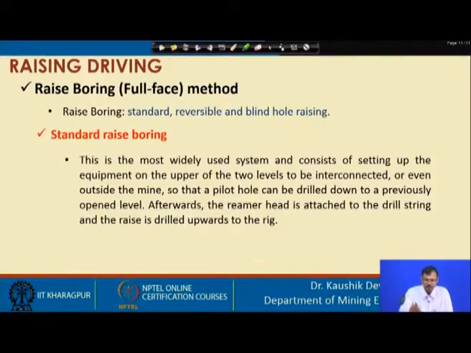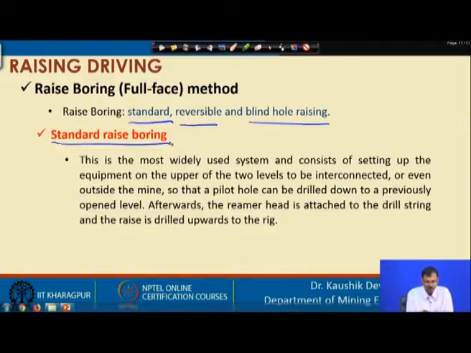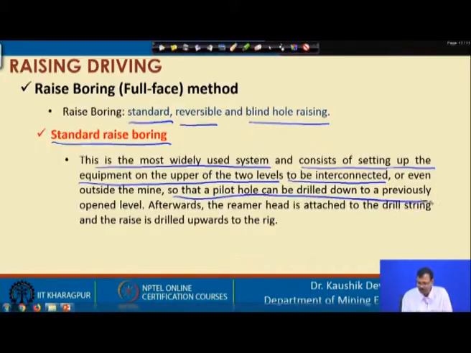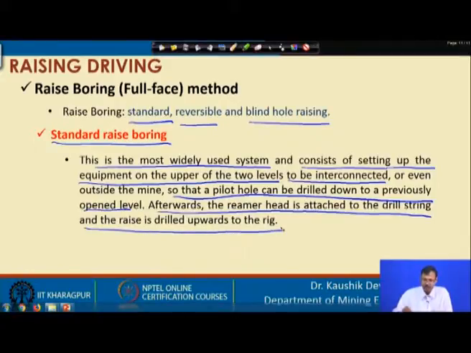Raise boring method may be classified in three parts. One is standard, another is reversible, third one is blind hole raising. What is standard raise boring? This is the widely used system, and it consists of setting up the equipment in the upper of the two levels to be interconnected or even outside the mine, so that a pilot hole can be drilled down to a previously opened level. Afterward, the reamer head is attached to the drilling string and the raise is drilled in the upward direction.